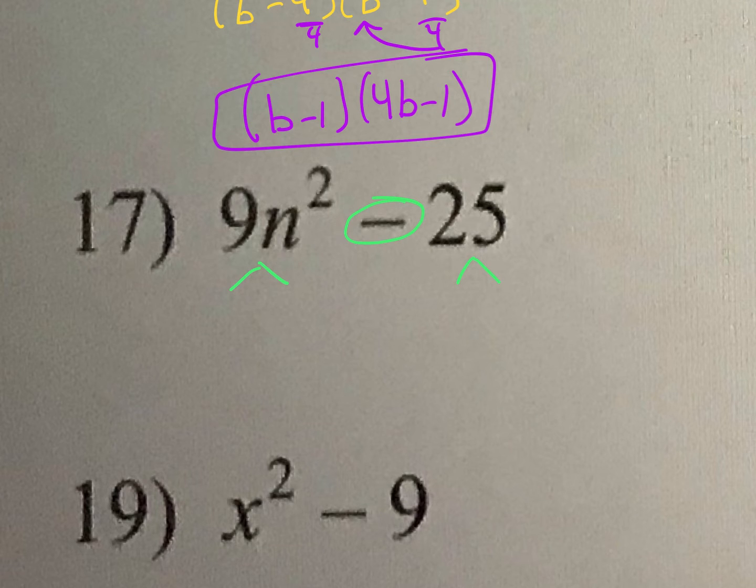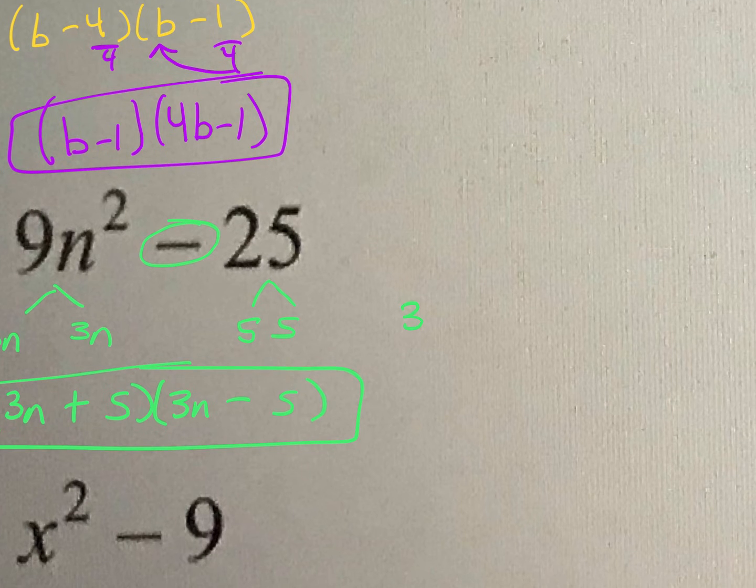Yes. Yes. What gives me 9n squared? 3n and 3n. What gives me 25? 5 and 5. Now, difference of perfect squares, guys. You have 2 binomials that have the same factors, but their signs are what? Different. Plus and a minus. Does it matter where you put the plus, where you put the minus? No. The reason that this works, if I have 3n minus 5 and 3n plus 5, right?